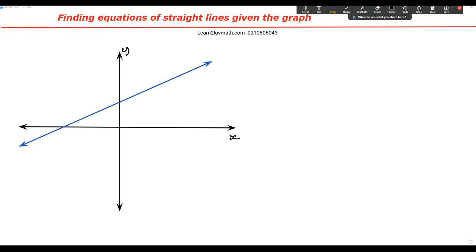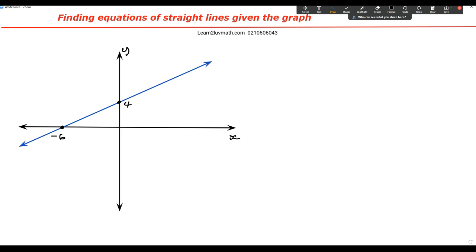Right, so you're given this graph over here, and it has a y-intercept. That's where it cuts the y-axis of, let's say, 4, and it cuts the x-axis at -6. And in this question here, they want us to find the equation of the straight line given the graph, right?